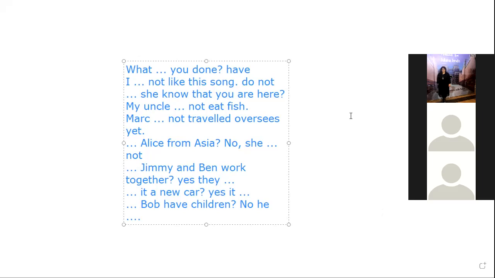If it's Bob and Anne or Bob and Stefan, for example, have children, then it is do. So, does Bob have children? No, he does not. Or no, he doesn't. You can use the contraction, doesn't, or you can use does not. It's a personal preference. Okay. Let's see if there's another one.